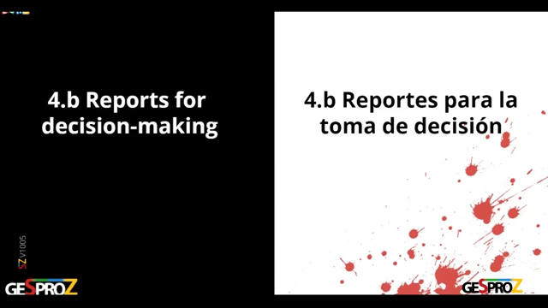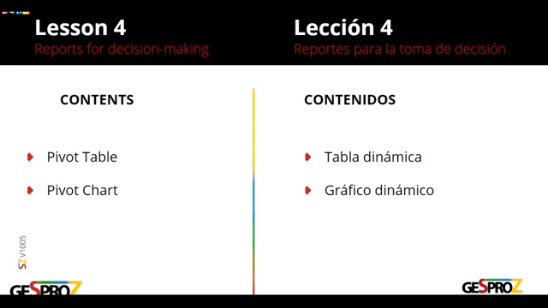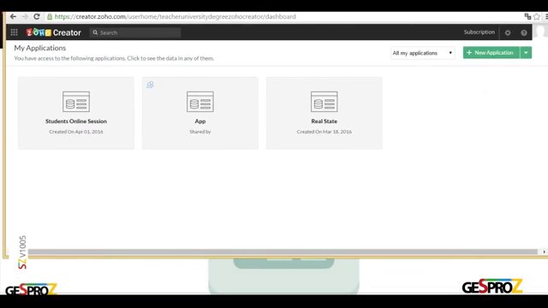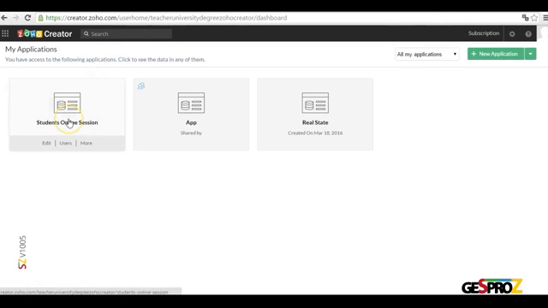In this video, we're going to see the second part for the reports for decision making. In this case, we're going to see the reports for pivot table and pivot chart. First of all, we're going to see the format for pivot table and how we can set it up and do reports with this kind of format. We're going to go to Zoho Creator and we're going to select one of our applications.